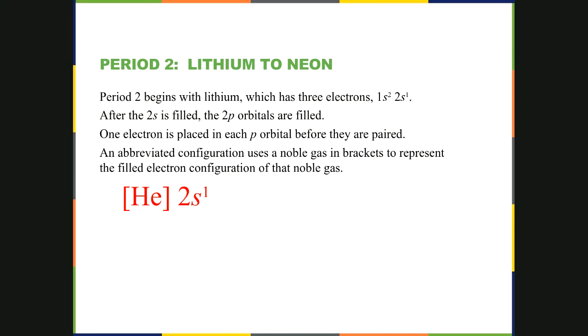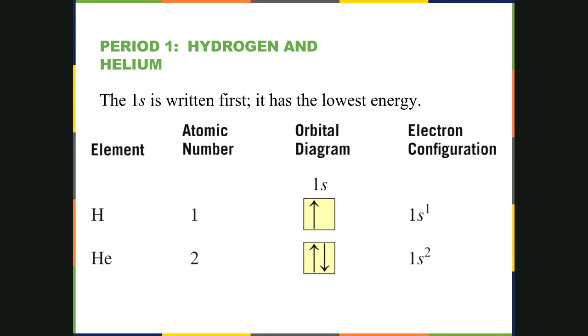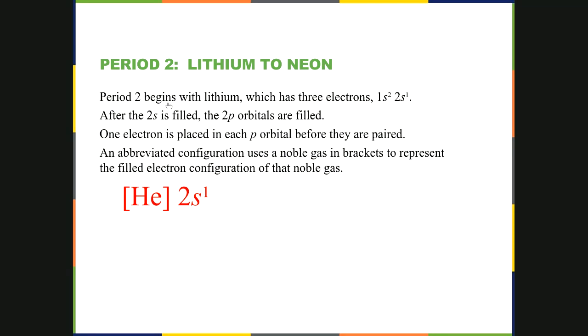Now, as we start to get into larger and larger elements, there's a little bit of a shortcut that you can use for writing electron configurations. It's referred to as an abbreviated electron configuration. What you're allowed to do, if you want to show an abbreviated configuration rather than the full configuration, is start from the last noble gas that came before that element.